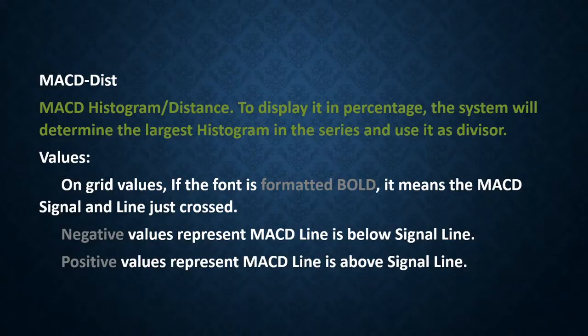MACD dist. MACD histogram or distance. To display it in percentage, the system will determine the largest histogram in the series and use it as divisor. Values. On grid values, if the font is formatted bold, it means the MACD signal and line just crossed. Negative values represent MACD line is below signal line. Positive values represent MACD line is above signal line.